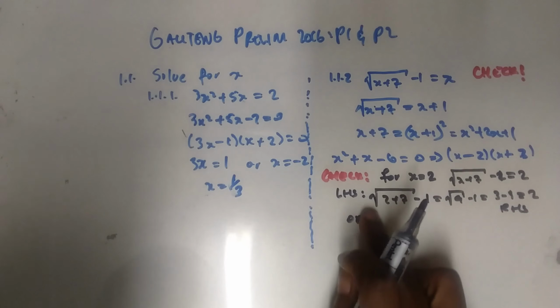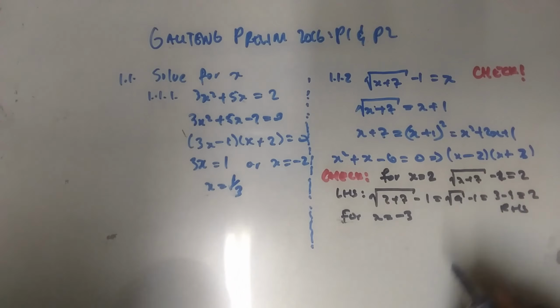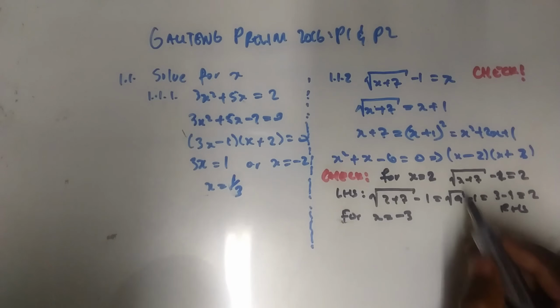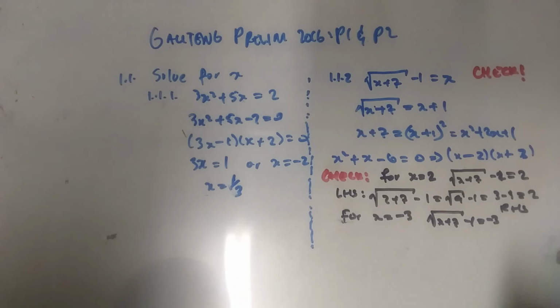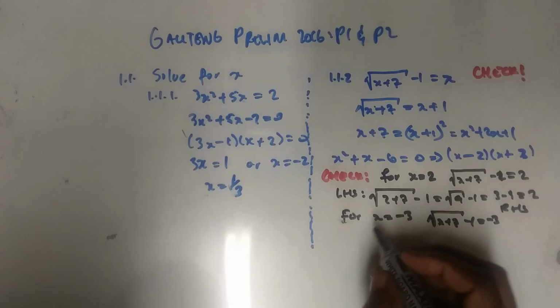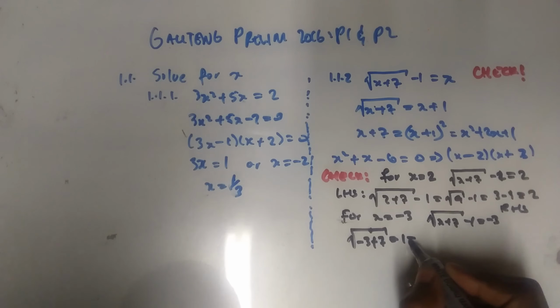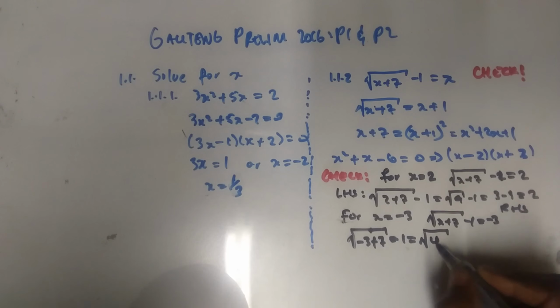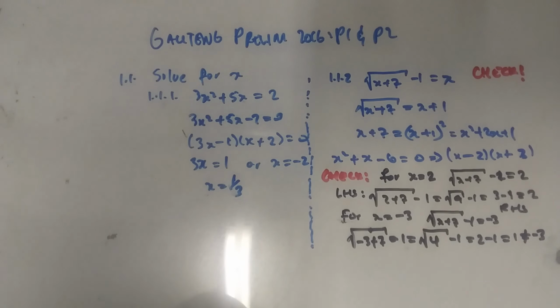So let us check for x equal to negative 3. Then we are going to see the same thing, but in this case the square root of x plus 7, minus 1, should give us negative 3. If it doesn't give us that, then we don't consider it a solution. So we're going to have the square root of negative 3 plus 7, minus 1, which is the square root of 4 minus 1, which is 2 minus 1, which is 1. And this is not equal to negative 3. Therefore, this is not a solution.